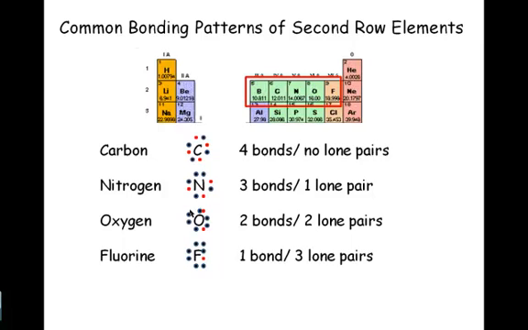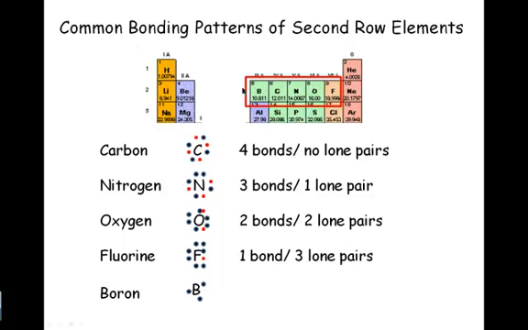Fluorine, as we mentioned, can accept 1 electron, can share 1 to make 1 covalent bond, and that leaves it with 3 lone pairs of electrons. Now let's look at boron. I said boron was a little bit different.